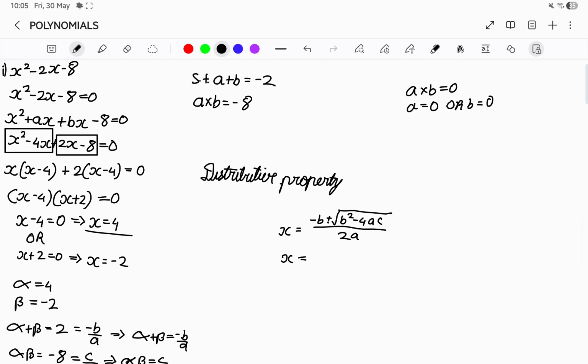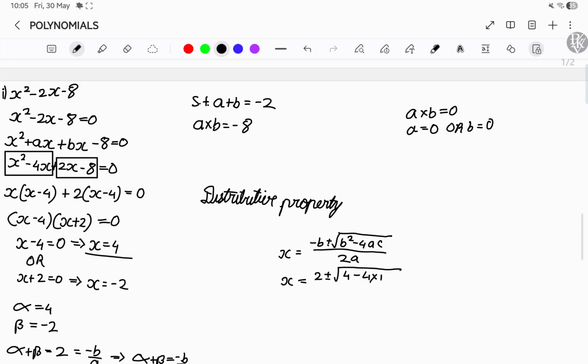So x is equal to 2 plus or minus root of b square, that is minus 2 squared, which is 4. It's not minus 4. So 4 minus 4 into a, which is 1, and c is minus 8, by 2a, that will be 2 into 1, or 2.